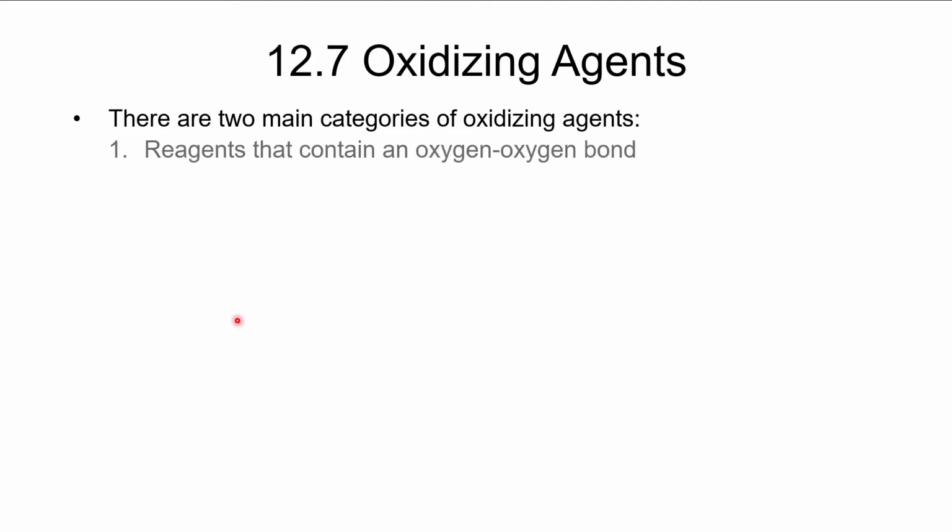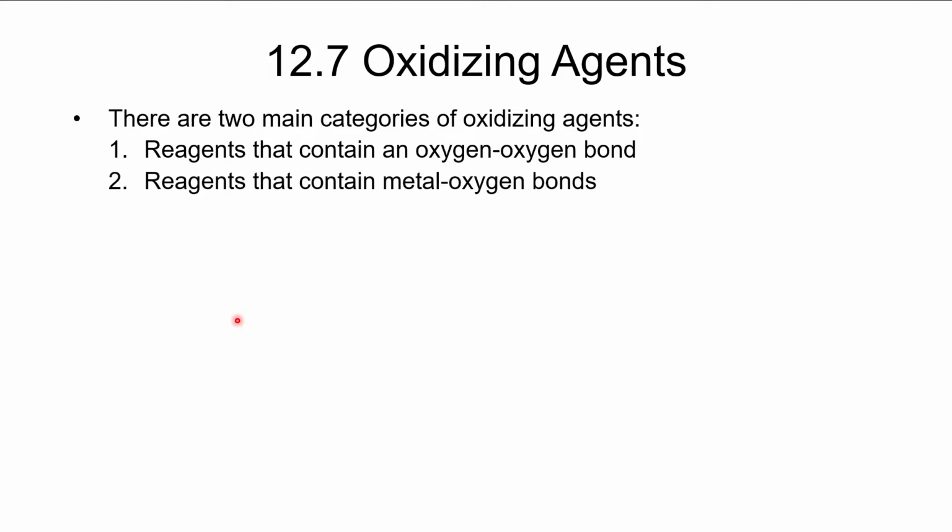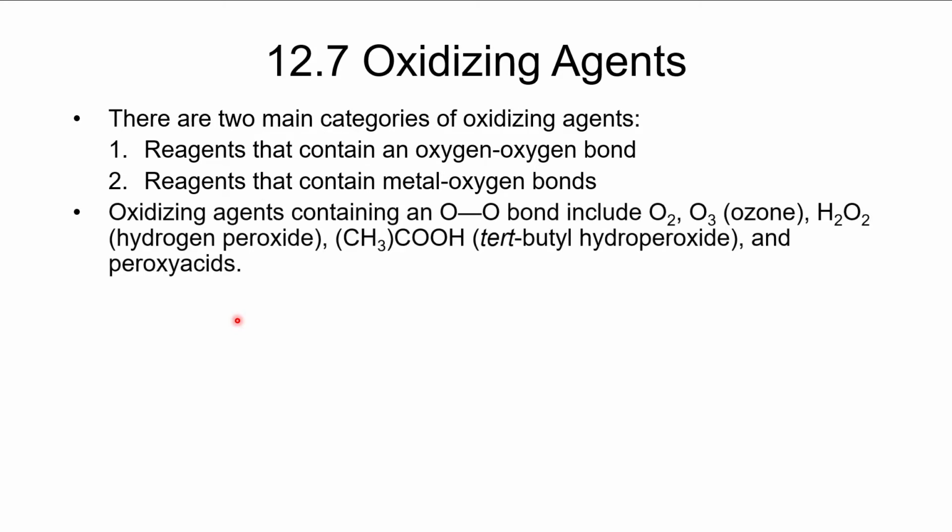And those two main categories are reagents that contain an oxygen-oxygen bond. We'll look at those here in a minute. And those that contain a metal-oxygen bond. So some examples that include oxygen-oxygen bonds include elemental oxygen, O2, ozone, which is also elemental oxygen, but a much more reactive version of oxygen, hydrogen peroxide, and then tert-butyl hydroperoxide, which is, again, just a peroxide. And then we also have peroxy acids, and we'll look at those quite a bit.